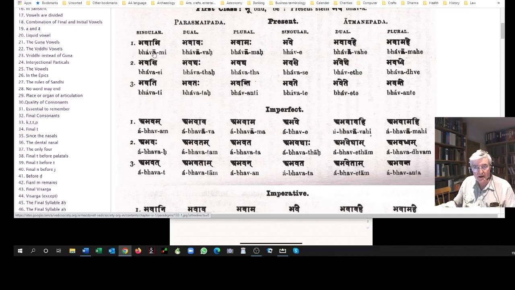by an A, the A is always lengthened. Just bhavami, bhavava, bhavama, and so on. Same in the Atmanepada, bhavavahe, bhavamahe, and throughout the other tenses as well.